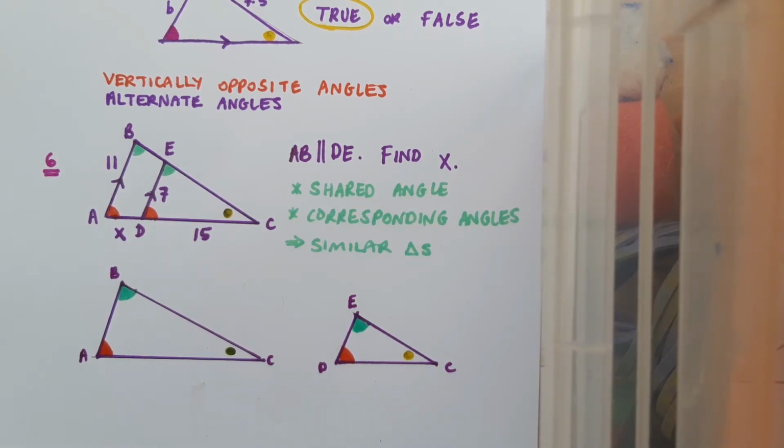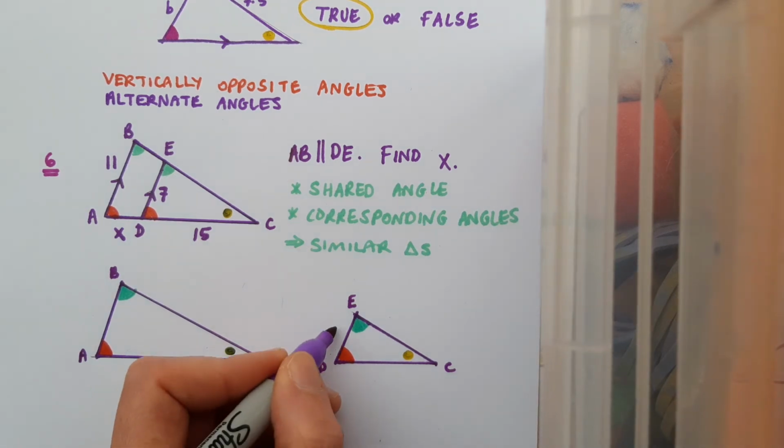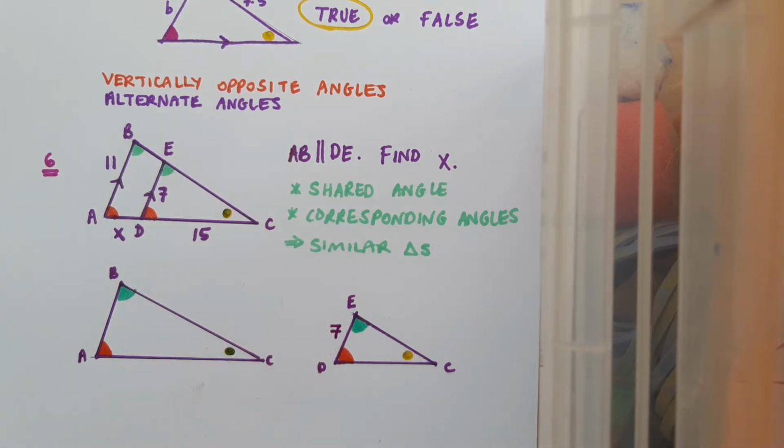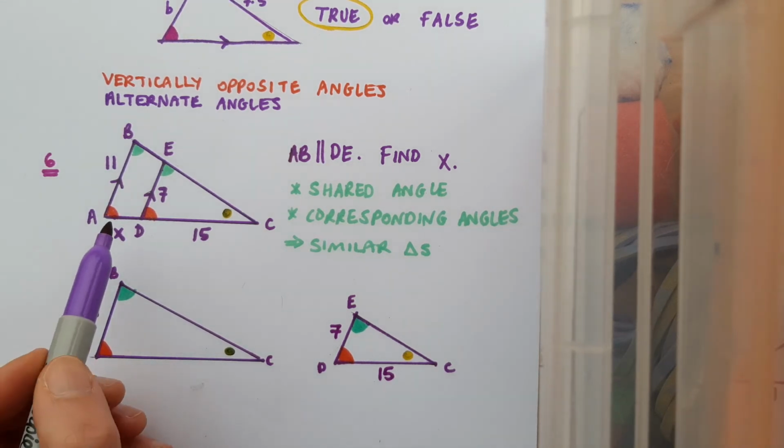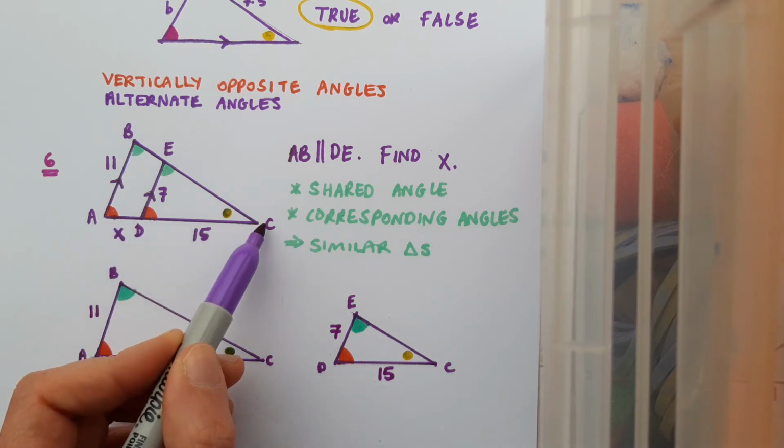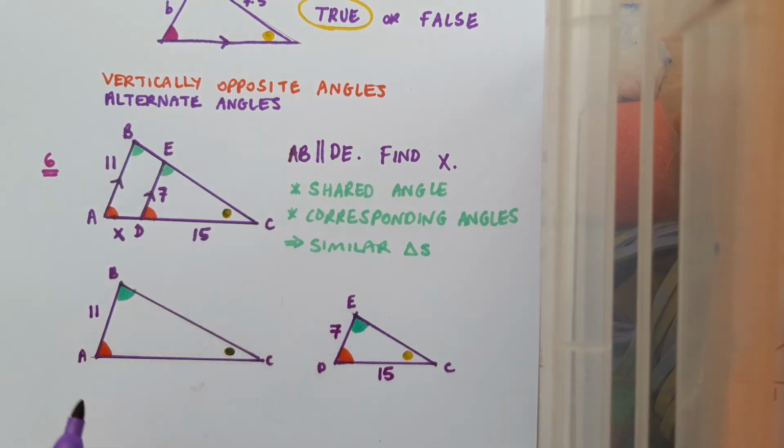And I'm just going to fill in what information I have about their sides. So I'm looking at the smaller triangle, first of all, the triangle EDC. Well, I know that ED is 7 and DC is 15. And then looking at the larger triangle, well, AB is 11. Now just take care, when I'm writing in AC, AC is all the way from here over to here, so it's the X and it's the 15. I can write that as 15 plus X.